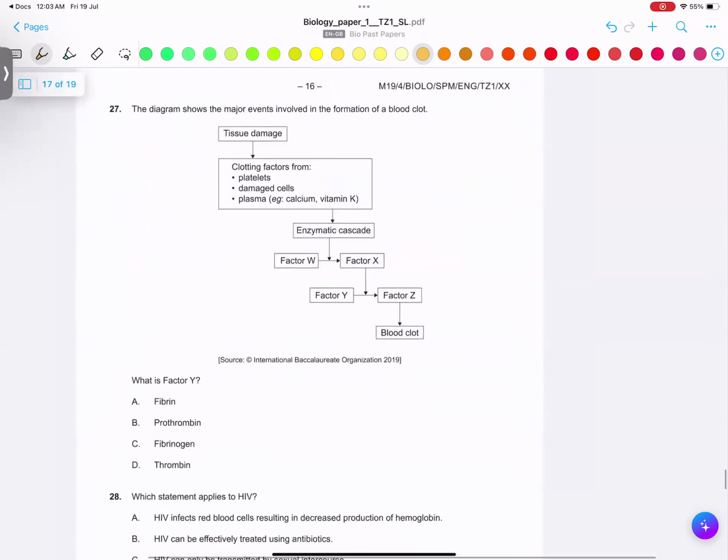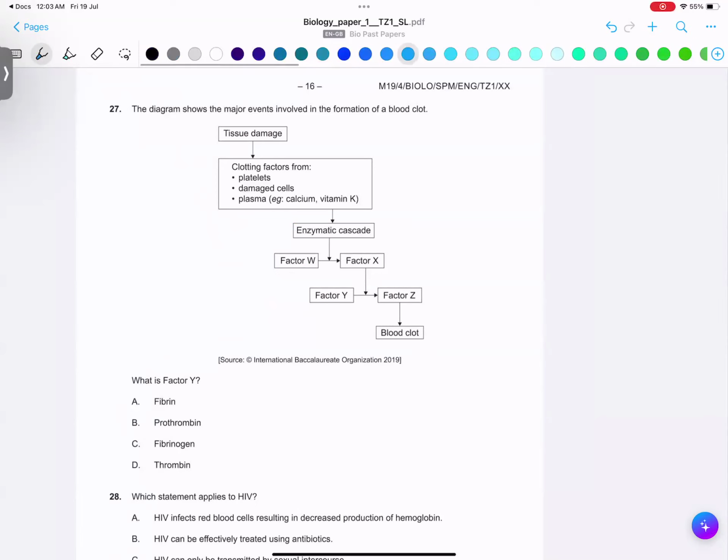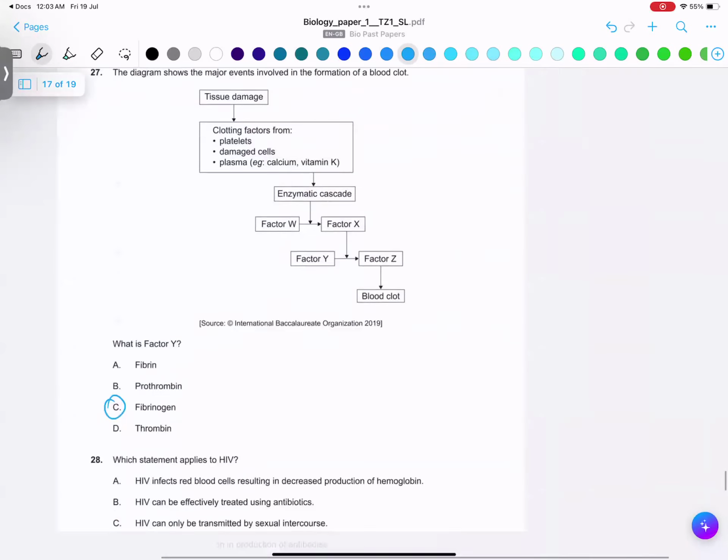Now, for question 27, the diagram shows major events involved in the formation of a blood clot. So we need to look at this in detail. So tissue damage, clotting from platelets, damaged cells, plasma, and enzymic cascade, factor W, factor X, factor Y. So what is factor Y? Factor Y is fibrinogen. In this case it is.